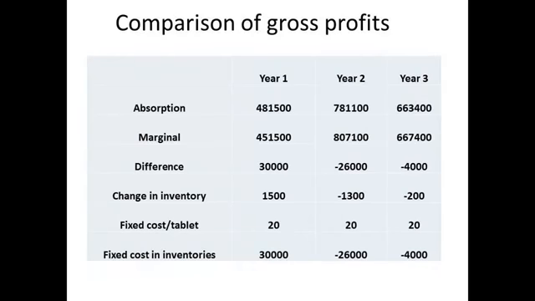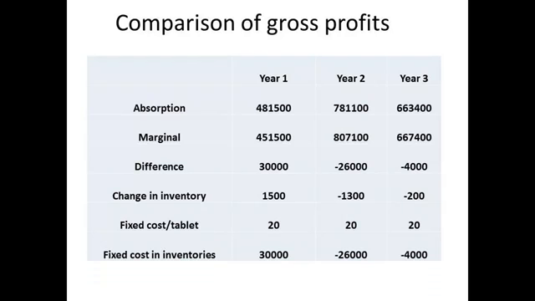If we look at the gross profit year by year for each method, we shall see there are differences. In year 1, absorption gives a higher figure for gross profit of $30,000. But in year 2, marginal costing gives a higher figure by $26,000, and in year 3, marginal costing gives a higher figure by $4,000. Where do these figures come from? In other words, what is giving us the difference?